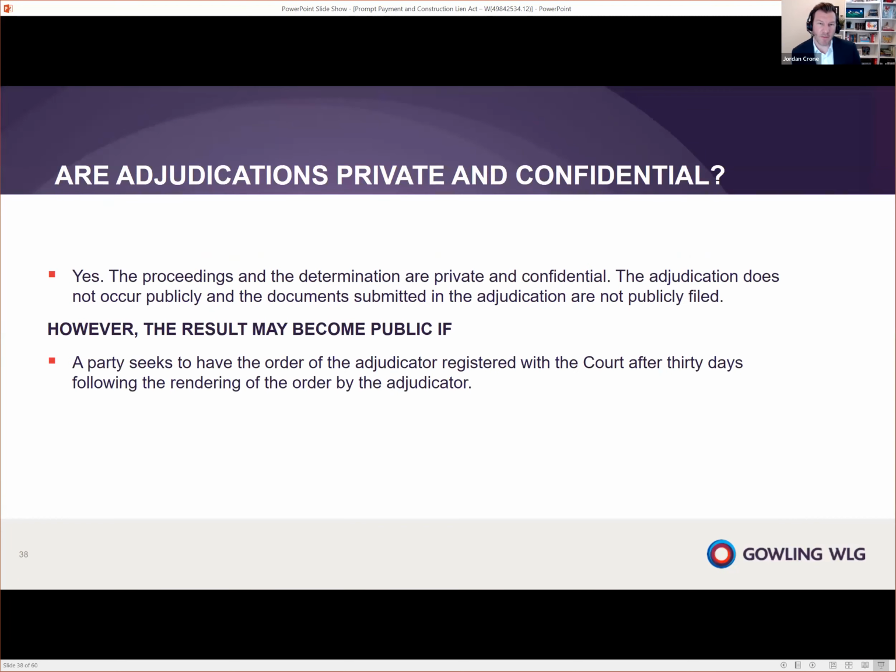So adjudications are private and confidential. Your submissions, your documents that you're providing to the adjudicator, are not public record. They are not seen by the public. They cannot be searched by the public. However, the adjudicator's order, if it remains unpaid after 30 days, can be filed at court. And once it's filed at court, it becomes part of the public record. And technically speaking, people can go to court, do a courthouse search, and access this document. It's a bit of a cumbersome process, time consuming and costly, but it is certainly a possibility.